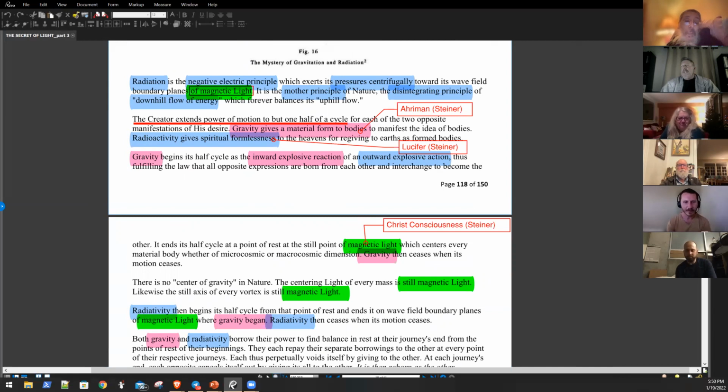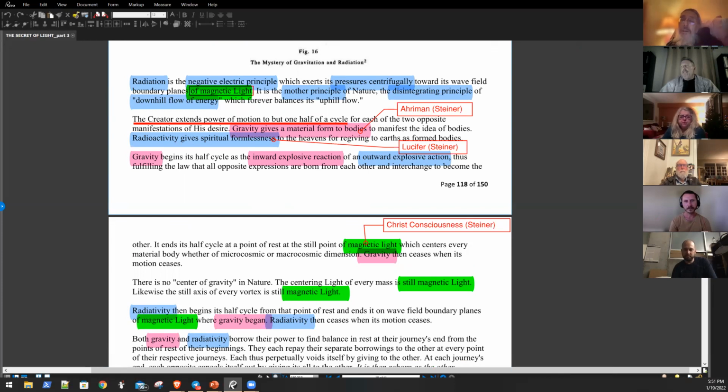So radiation is this negative principle that we've talked about. So the creator extends power of motion to but one half of a cycle for each of the two opposites, manifestations of his desire. Gravity gives a material form to bodies to manifest the ideas of bodies. Radioactive gives spiritual formlessness to the heavens for giving earth as formed bodies.